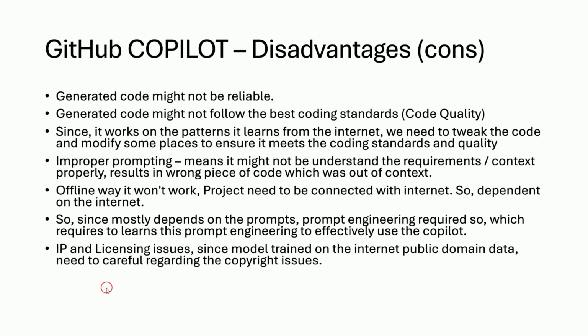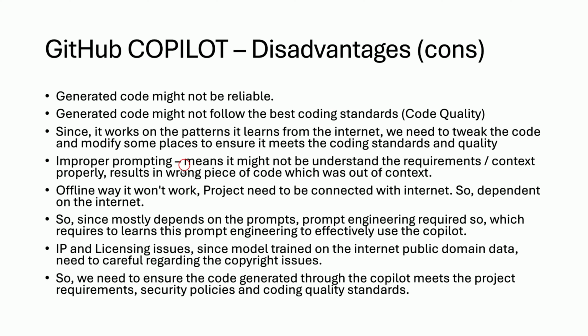And the other thing is IP, that is intellectual property and licensing issues. Is it ethical to use publicly available domain code? Are there any copyright issues? Yes, definitely. If you are using someone's code and they have some copyright on their code, and you use the same piece of code, that will result in copyright or licensing issues, right? Since the model is trained on internet public domain data, we need to be careful regarding copyright issues. So in terms of IP and licensing issues, we need to carefully and thoroughly check our code before deploying it to any public domain.